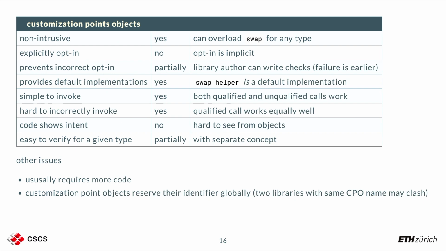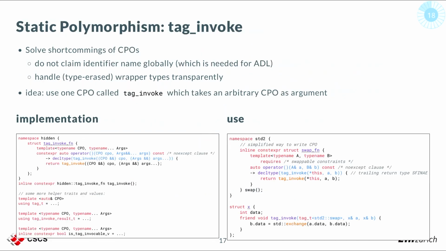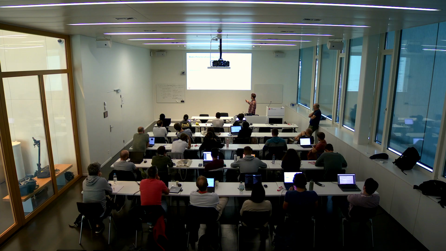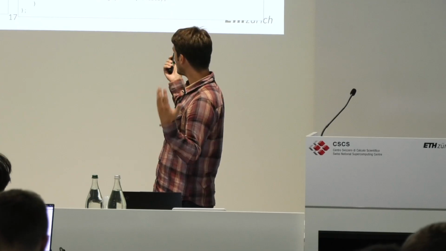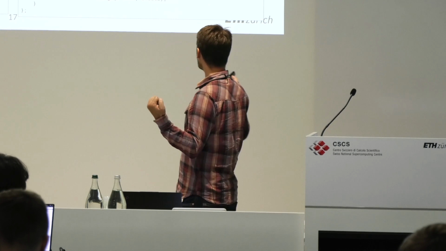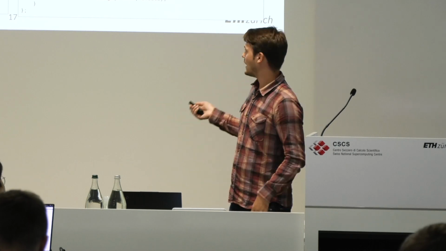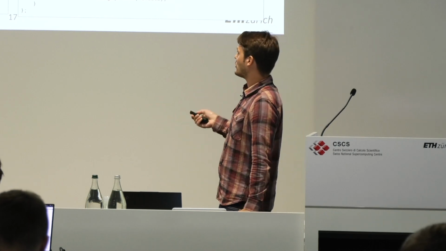And this is the reason why people have done tag invoke. It is one of the reasons, the more important reason why people have done tag invoke, which is yet another way of doing the same thing. But it solves a few issues. The first one is what I just said: it does not claim the name of the thing in the global namespace. It will only claim one special name, and that name is called tag invoke.